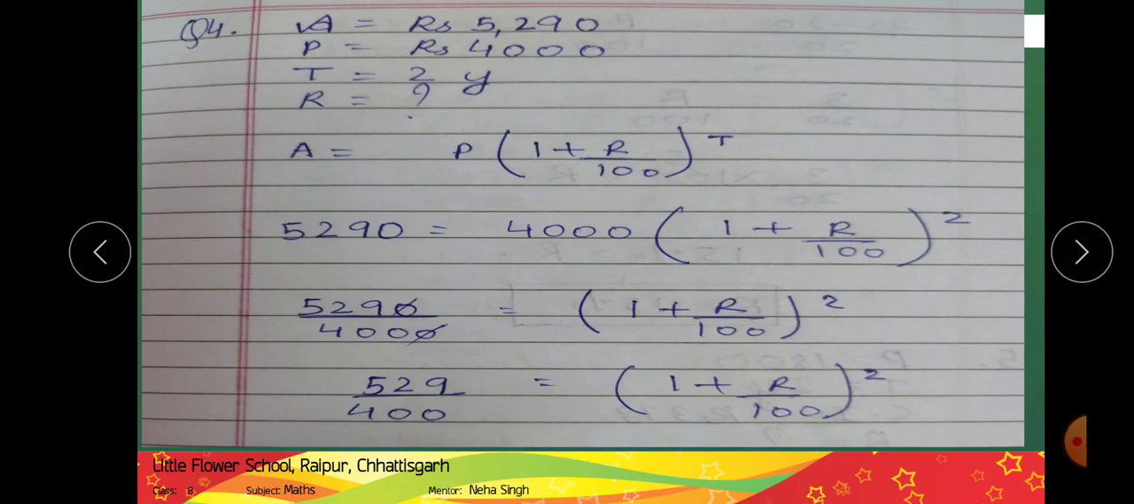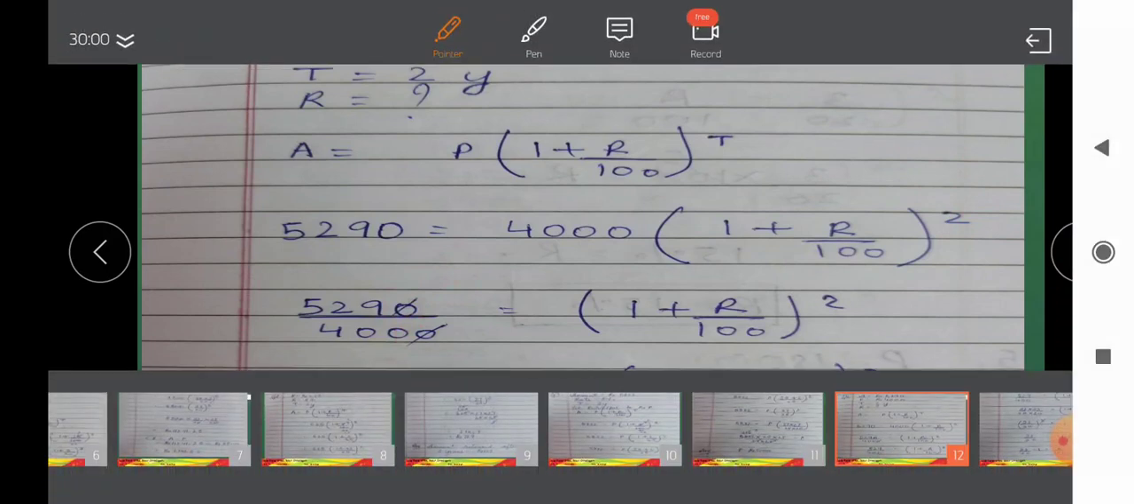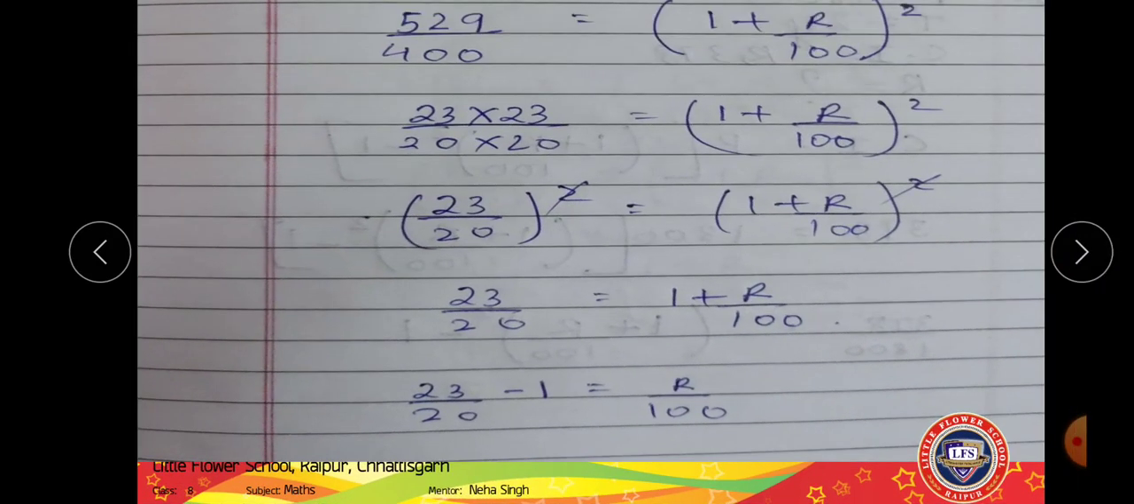We can put the values. 5290 equals 4000 brackets 1 plus r upon 100 power 2, that is square, right? So here we can cancel this 0 and 0. We are left with 529 upon 4000, right? See here, now 529, 4000 is the square of 20. We need to find 529 is the square of which number? See, in the first chapter we have learned to find the squares and square roots, right? So we can easily find that 529 is the square of 23, right?